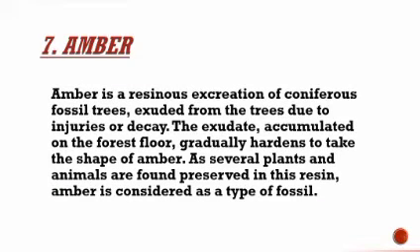Then the seventh type is amber. Amber is a resinous excretion of coniferous fossil trees, exuded from the trees due to injuries or decay. The exudate accumulated on the forest floors gradually hardens to take the shape of amber. As several plants and animals are found preserved in this resin, amber is considered a type of fossil.